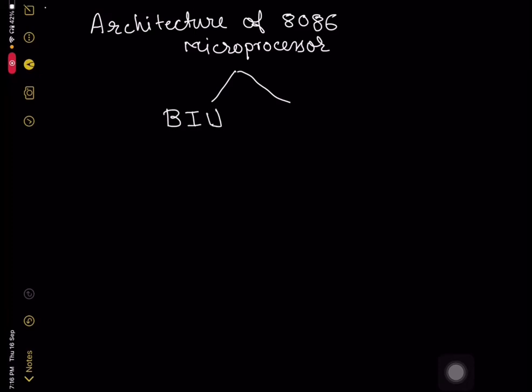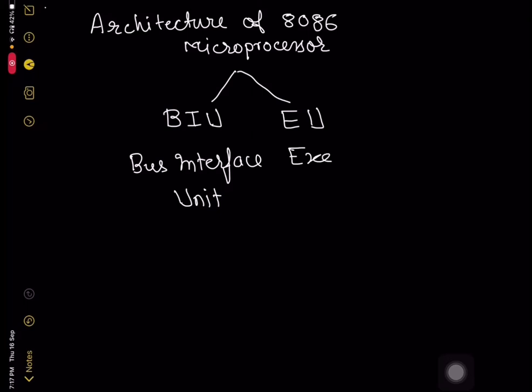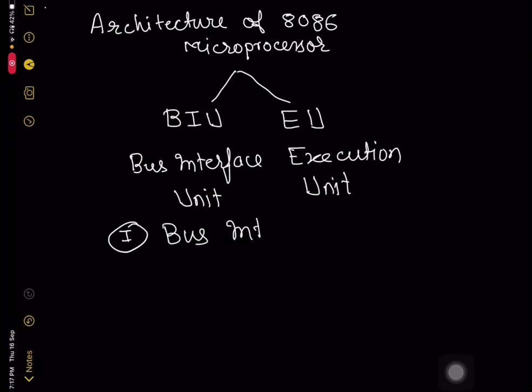BIU and EU, where BIU stands for Bus Interface Unit and EU stands for Execution Unit. So while discussing the architecture of 8086, Bus Interface Unit and Execution Unit are two major parts of the architecture. Coming to the first part, that is Bus Interface Unit.